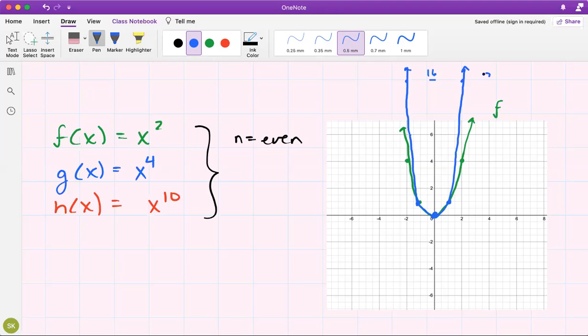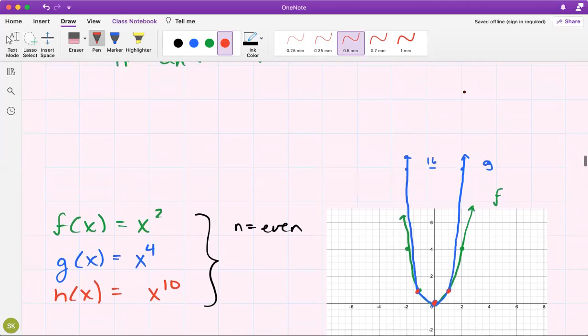So it's going to look something like this. So it's like F, and actually at the bottom part of this G actually goes a little bit lower here. And then if you have h of x, what will happen is you'll go through these 3 points again, but if you plug in 2, you get 2 to the 10th, which is a really large number. So we're going to be way up here somewhere.